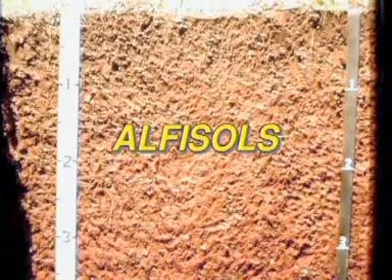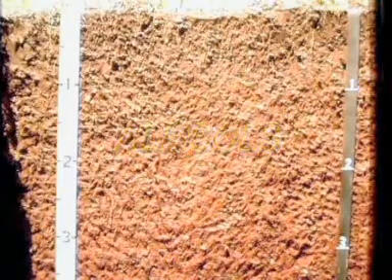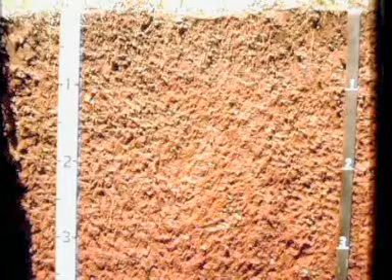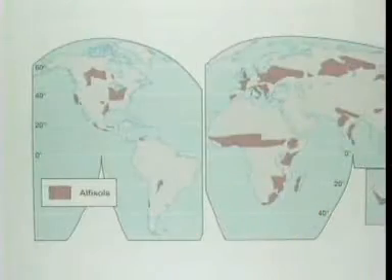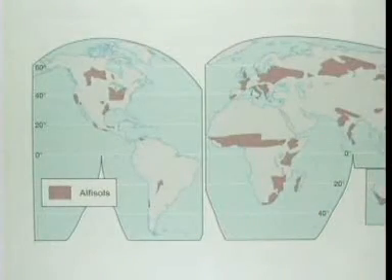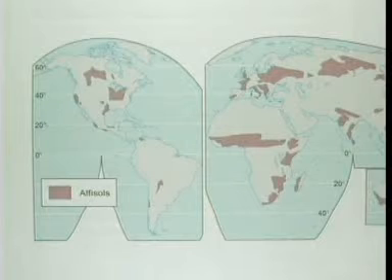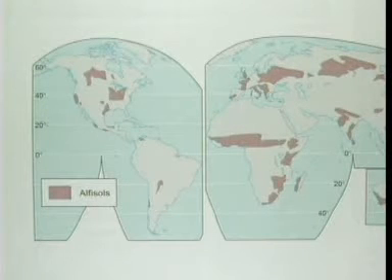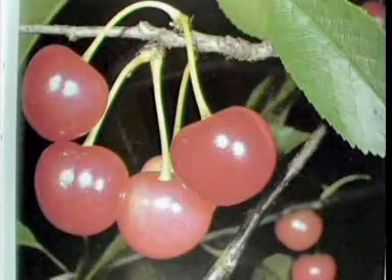Alfisols develop under forests and grasslands in mild, humid climates. Crops can grow easily in these soils. Alfisols can be found in the northern European plain, the Sahel region of North Africa, in eastern India, and in the southern parts of the Great Lakes region in the United States, where cherries and cranberries are grown.